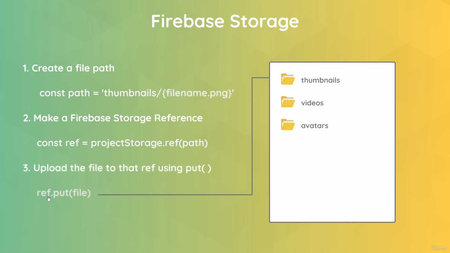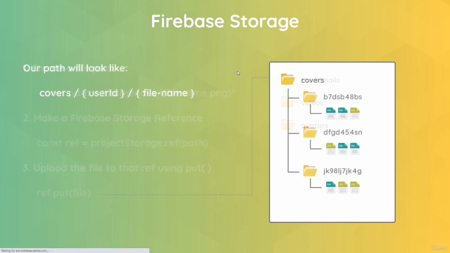And to upload it, we need to take this reference we've created and use the put method on it. And we pass in the file that we want to upload to that reference. And then it uploads it to, in our case, the thumbnails folder. Now, once it's finished uploading, Firebase will then send back a public URL to access that file that we've just uploaded, and then we could use that from our Vue application.